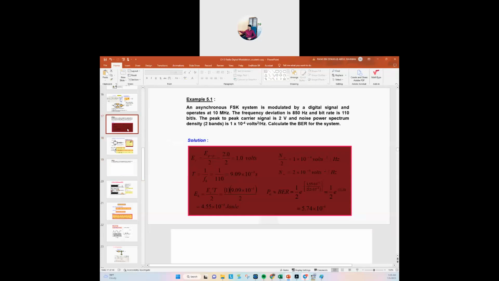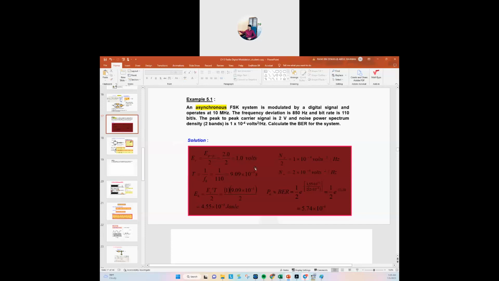So if you see here the question, example 5.1 is asynchronous, because example 5.2 will be using the 5.1 information. So let me revisit example 5.1 first. An asynchronous FSK system is modulated by a digital signal and operates at 10 MHz. The frequency deviation is 850 Hz and the bit rate is 110 bits per second. The peak to peak carrier is this, and the noise power spectral density is this. So calculate the BER for the system.